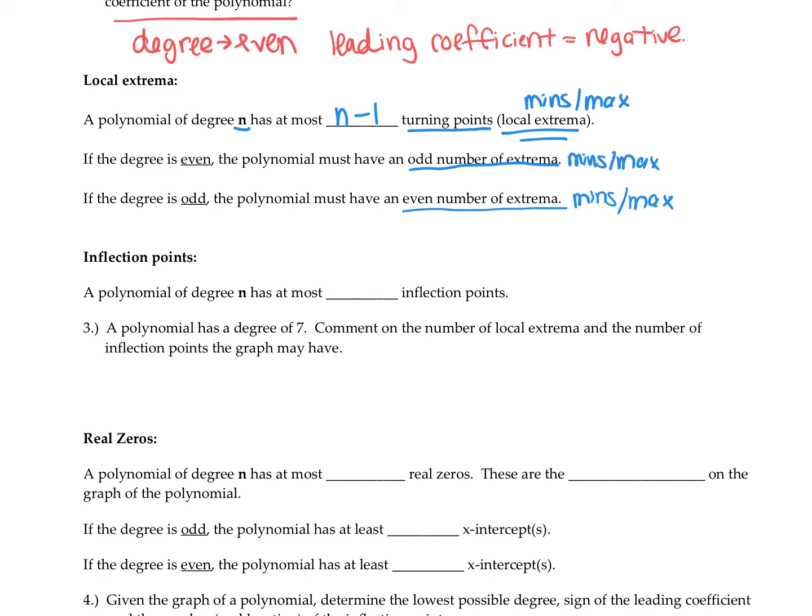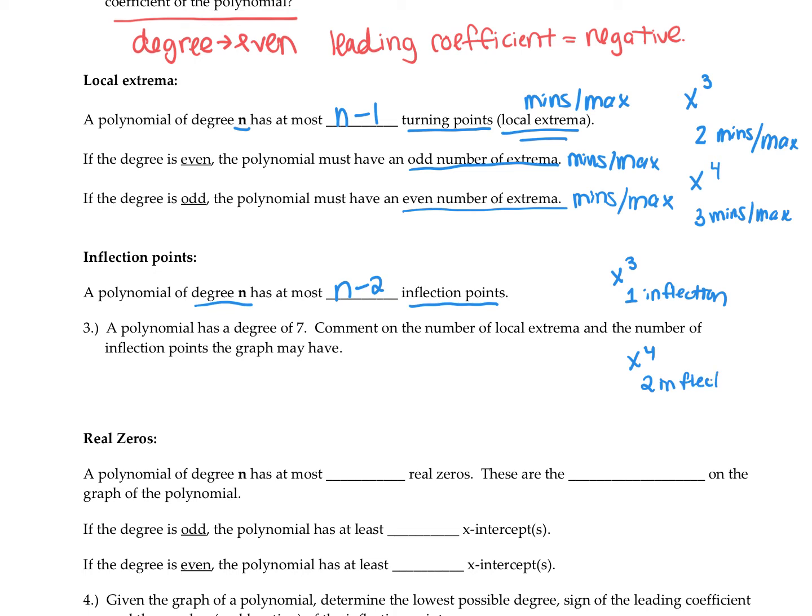When we talk about inflection points, a polynomial of degree n will have at most n minus 2 inflection points. So for example, if I have a polynomial of degree 3, what this first section is saying is that I will have 2 mins or maxes, probably one of each. If I have a polynomial of degree 4, I'll have 3 mins or maxes. This one's talking about inflection points. If I have a power of x to the 3, that means I'll have 1 inflection point. If I had a power of x to the 4, I would have 2 inflection points.